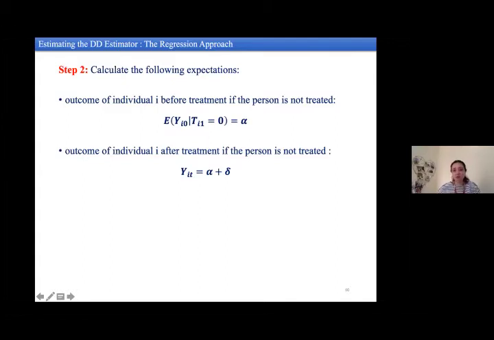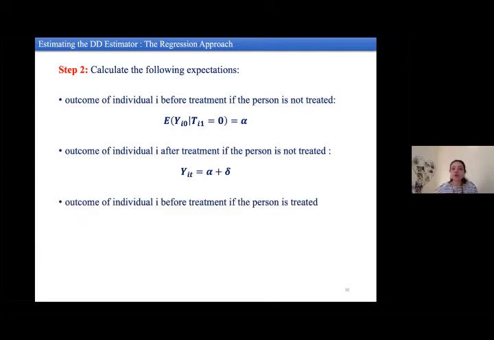As you all said, in 2012, her outcome was alpha. In 2019, her outcome is alpha plus delta. So there is this delta that is only related to the fact that we moved from 2012 to 2019 without being affected or treated by the program.